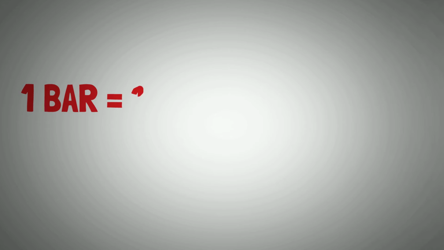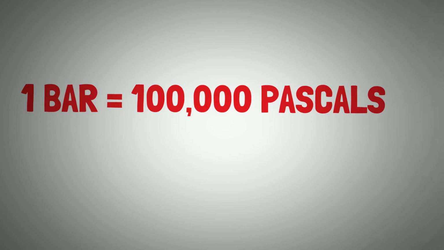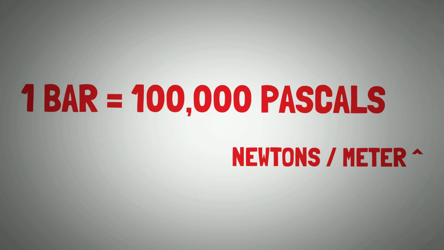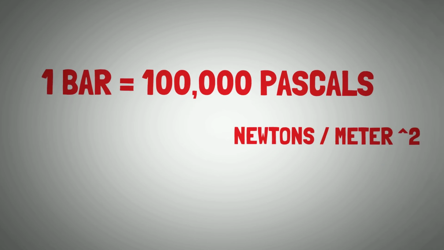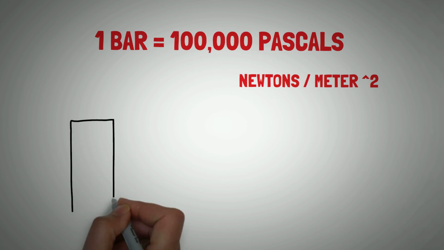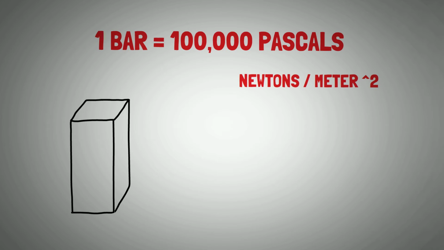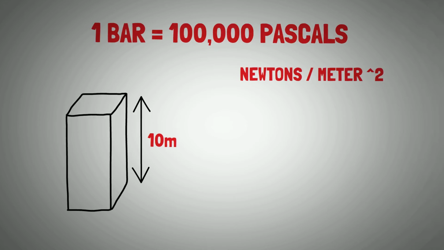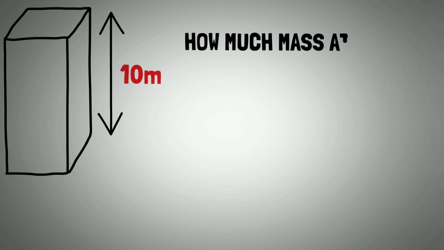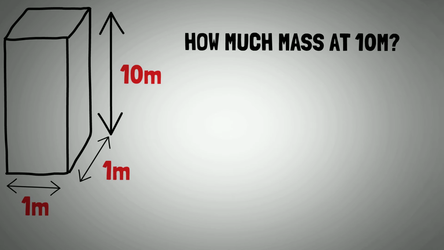1 bar is 100,000 pascals. Remember, as we said before, a pascal is 1 newton per metre squared. When we are 10 metres deep, we have the mass of all the water on top of us. That mass is being acted on by gravity to create a downward force. Let's look at how much mass of water is above a 1 metre square area at 10 metres. We can take a column of water 1 metre by 1 metre and 10 metres high and calculate the mass.